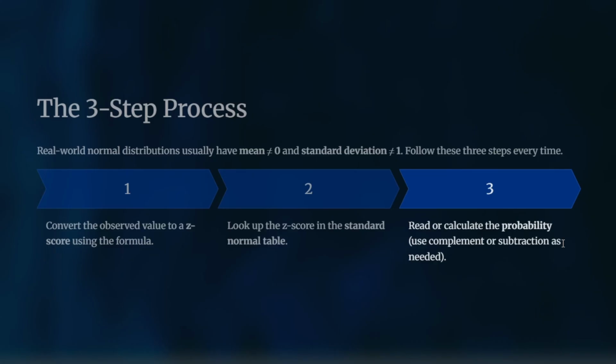The z-score transforms any normal distribution into the standard normal distribution. That's why one z-table can solve thousands of different problems. Z-scores remove units and scale, making all distributions comparable. Heights, pulse rates, scores, salaries, all solved with the same approach.